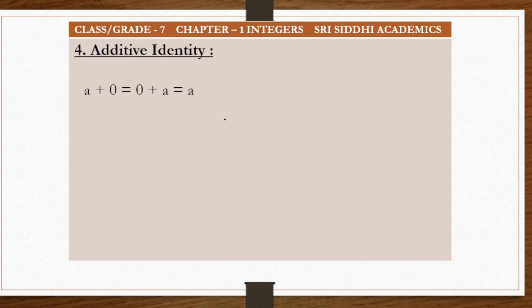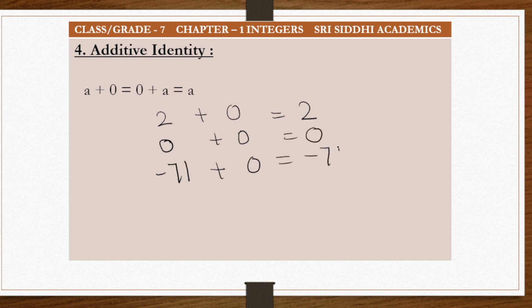Now let's move to the identity property, the additive identity property. Additive identity property means if you add any integer with 0, any integer, let it be a positive integer, or you take a's value to be 0, or you take a negative integer, doesn't matter. If you add with 0, what will be the resultant answer? The answer will come as the same thing, 2 here, 0 here, or minus 71. Nothing is going to change.